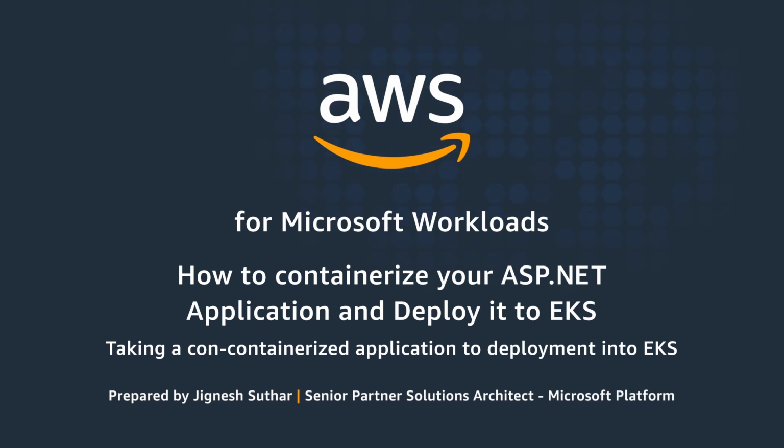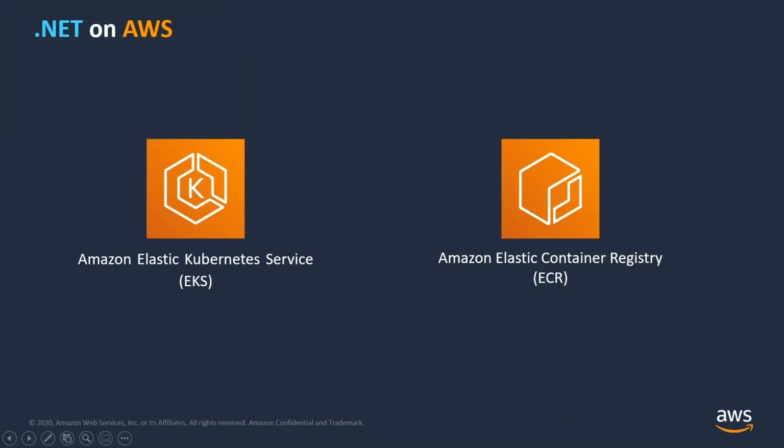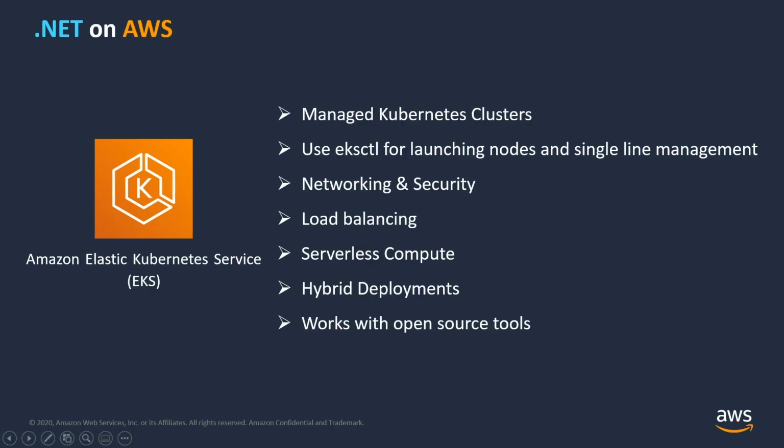In this video, I will show you how to containerize your ASP.NET application and deploy it to Amazon Elastic Kubernetes Service, also known as EKS. In this video, we are going to use two main AWS services. The first one is Amazon Elastic Kubernetes Service and the second one is Amazon Elastic Container Registry.